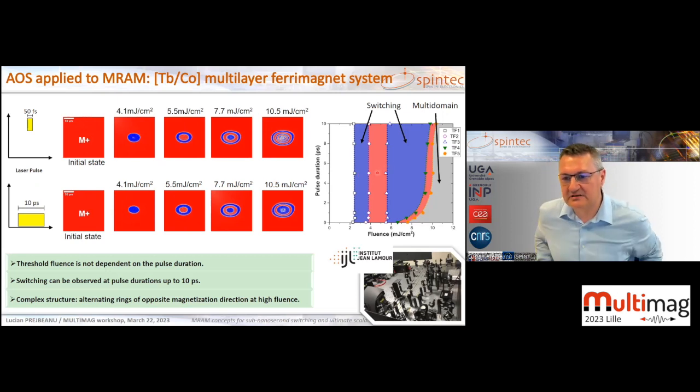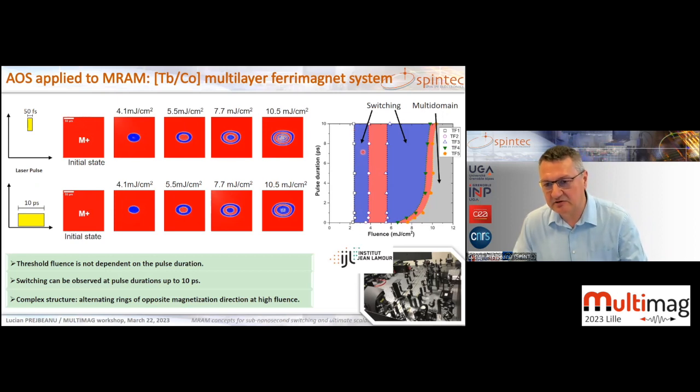And what is specific with these terbium materials-based multilayers is that we have almost no dependence on the pulse direction, which is very interesting in defining specific regions for switching. The switching can be observed up to 10 picoseconds, but even more, we demonstrated between femto and up to 20 picoseconds. And from a scientific point of view, what is also very interesting is that by adjusting the fluence, we can move from no switching to switching, but also to a switching with multiple rings, which involves some precessional mechanism.